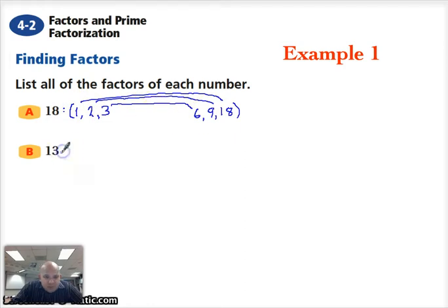Next, I'm going to do the same method with the 13. I know that 1 is going to be a factor of all whole numbers, so I'm going to put 1 and 13. Now I'm going to go through and think about 2. 2 doesn't go in it. 3 doesn't go into it. 4 doesn't go into it. Well, there's no other numbers that go into it because this is actually a prime number. Therefore, we just have 1 and 13 in our rainbow. These are the factors of 13.